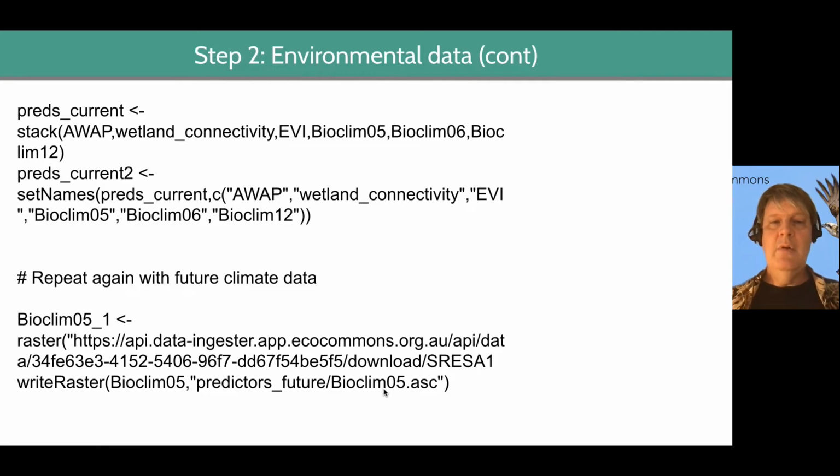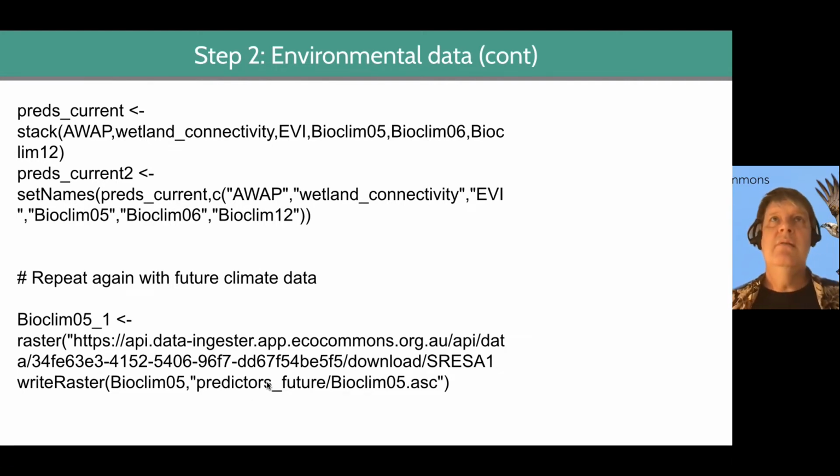So, and then we'll need to make sure that we also copy across the AWAP raster, the wetland connectivity, and the vegetation greenness rasters into that future data set. So those, we don't have future predictions of soil wetness. We don't have future predictions of wetland connectivity. We don't have future predictions of vegetation greenness. So we're going to just use the current data that we have and put it into the future folder.